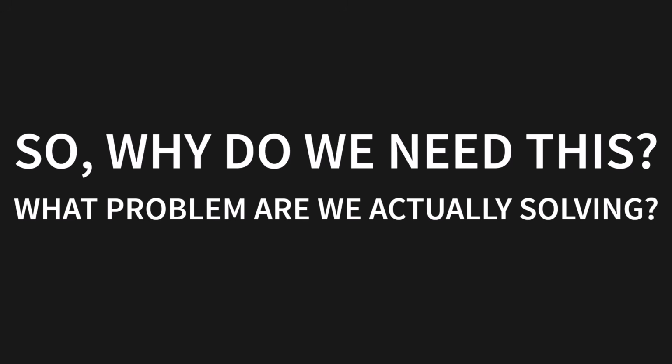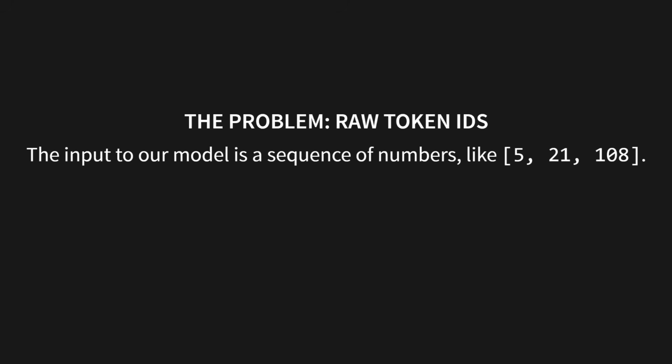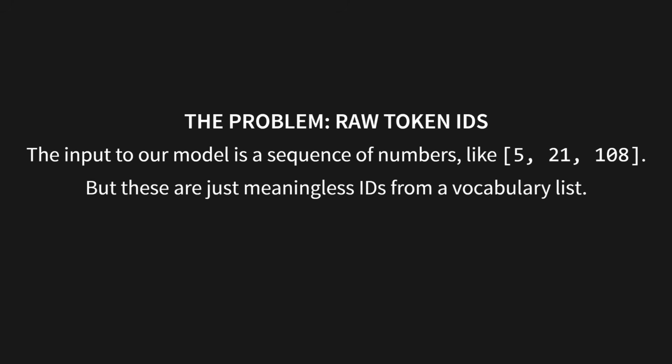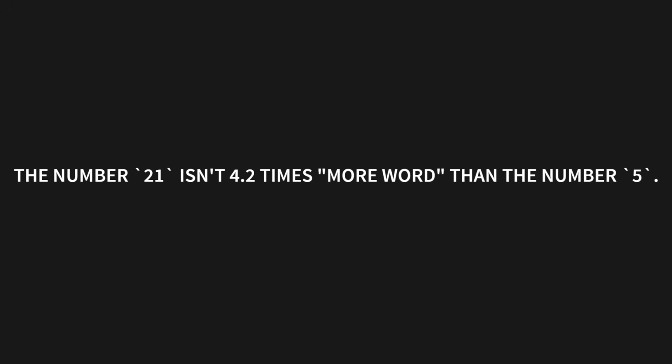What problem are we actually solving? Well, here's the problem: raw token IDs. The input to our model is a sequence of numbers, like an array of 5, 21, 108. But these are just meaningless IDs from a vocabulary list. A neural net can't do math on them. It just doesn't work that way. Think about it. The number 21 isn't 4.2 times more word than the number 5. That's absurd. The distance between them is completely meaningless. So how do we give these numbers meaning?